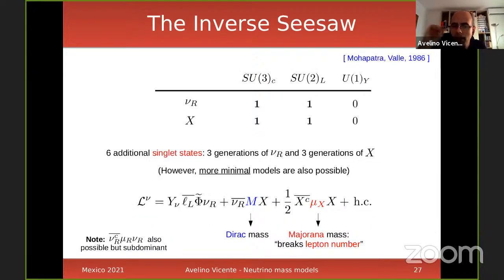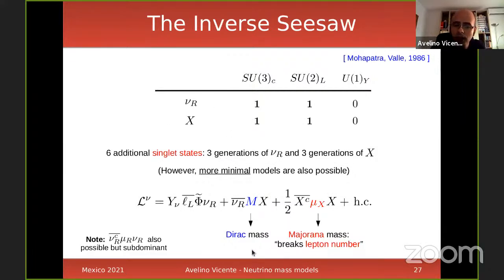And well, the most popular model of this type is the inverse seesaw. So let me explain what this is about. We have again the right-handed neutrinos, with the same quantum numbers as usual. And we add a second type of fermion singlets that I call here X, which are also singlets of everything. Typically, you can add 3 families of right-handed neutrinos and 3 families of X. So you end up with 6 additional singlet states, but there are versions of this idea with fewer generations. This 3 is just for replication of what you have in the standard model.